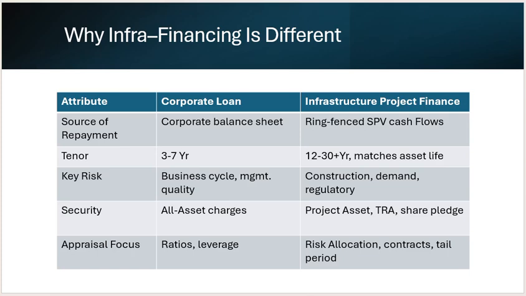So basically the corporate loans are 3 to 7 years, max 7 years, and the infrastructure project finance loans are 12 to 30 plus years, which matches the asset-liability. So the funds which we give to grow the infrastructure projects are locked for 12 to 30 years.